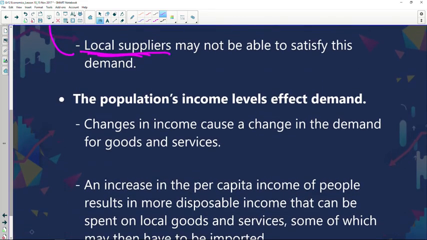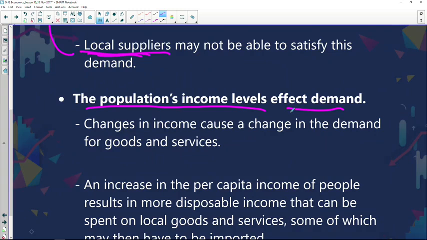Good. So let's move on to the population's income levels and how they would have an effect on demand. If more people in the population are now getting income, or their income level has risen as a result of more economic activity happening in that particular country, that will place huge pressure on demand, because there are more people that are in a good financial position, or that have the financial resources to enable them to purchase the goods and services that they desire.